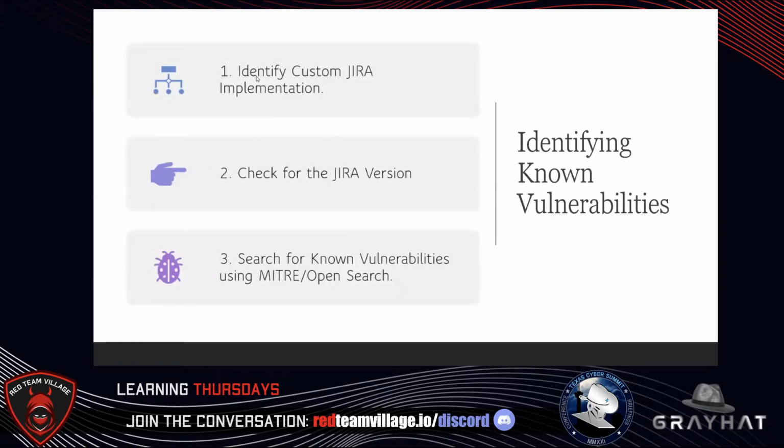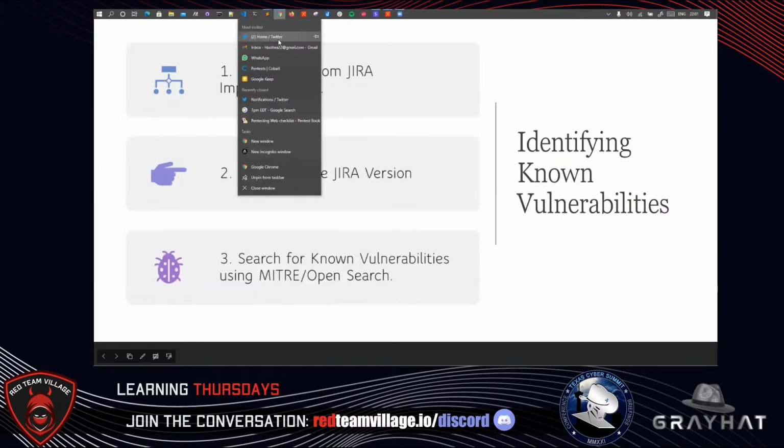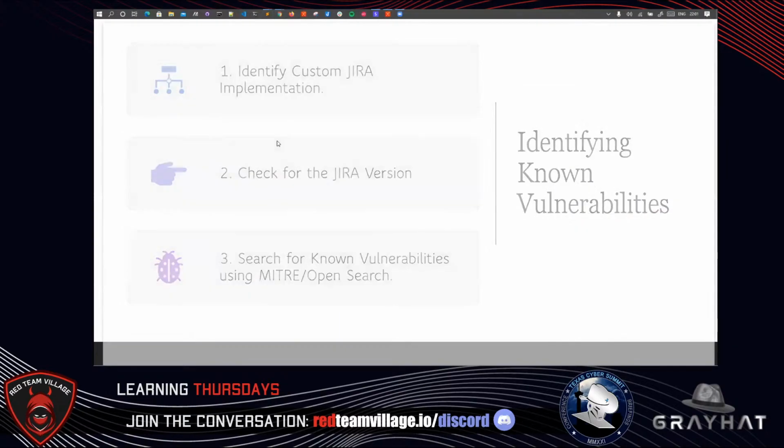Now, once you have identified the custom JIRA implementation, the next step is to check for the JIRA version, and we will look at how to check for the JIRA version just in short. Then search for the known vulnerabilities using Mitre or an open Google search. Let's say you found that JIRA 7.0 is used. Simply go to Google and say JIRA 7.0 CVEs, and then you will be able to look at various CVEs available.